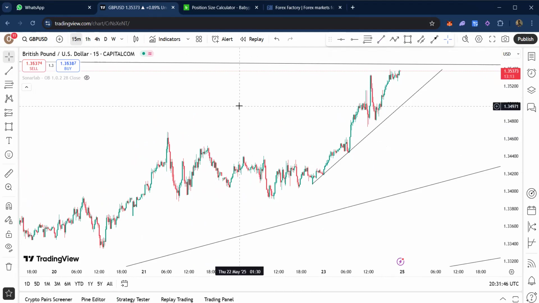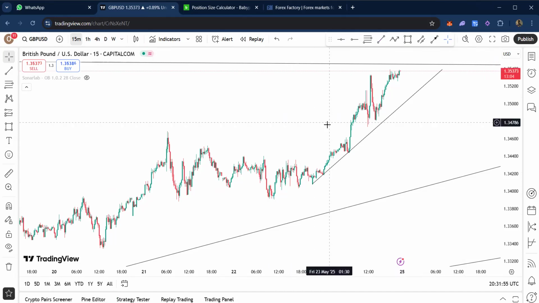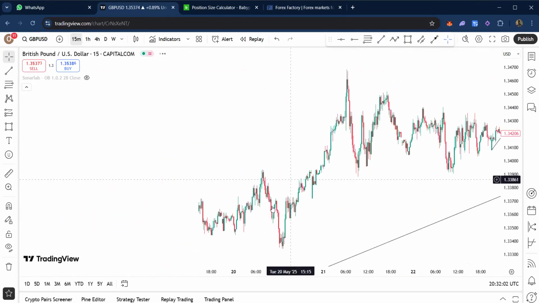So I've not talked about the other things, psychological levels, all those things, but I just wanted to show you how I break down the market. That's good because of the market condition, but there are things that you have to break down.